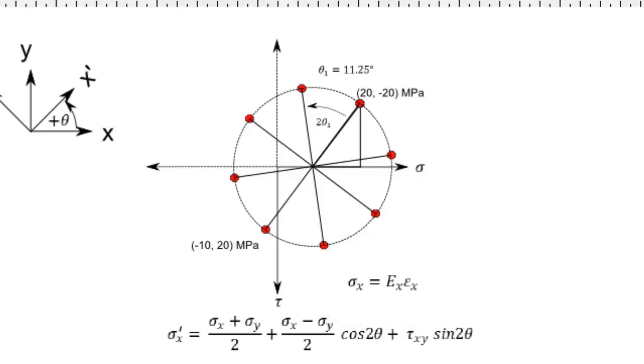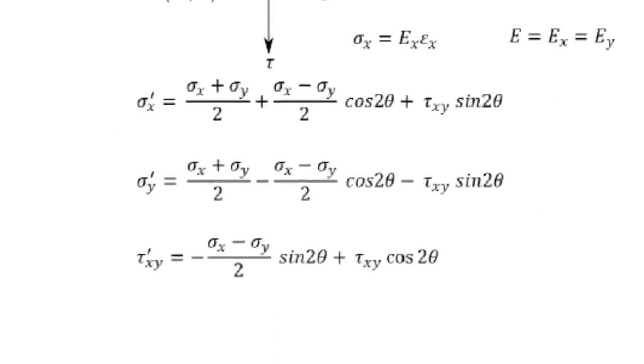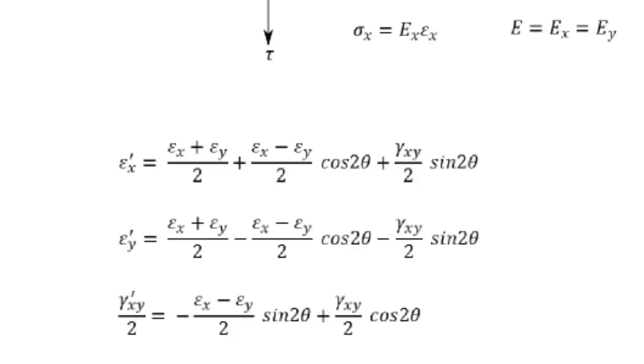However, if we have an isotropic material, that means that the modulus of elasticity is independent of direction, and therefore the modulus in the x and y directions will be equal to each other. If we utilize Hooke's law and plug these values into our stress transformation equations, we will find that the modulus of elasticity cancels out and we end up with the strain transformation equations.